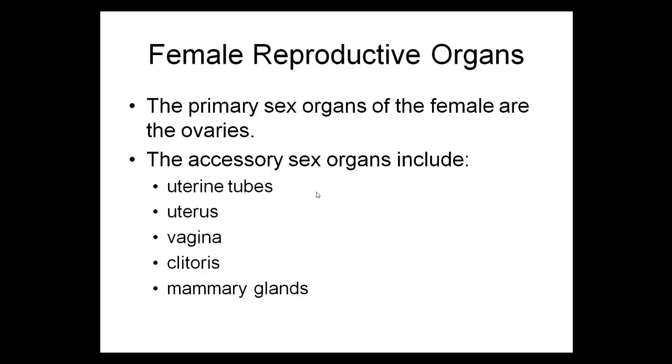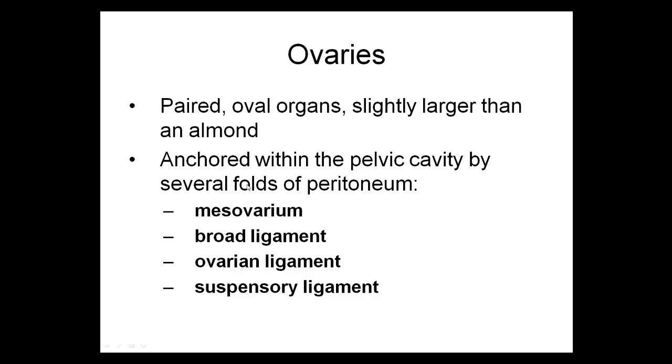Some do. Your book does mention them as secondary sex organs or accessory sex organs. In addition, we're going to talk about other glands that are associated with the vagina and the opening at the vulva. We're going to talk about those when we get to them. Okay, so first let's talk about the ovaries.